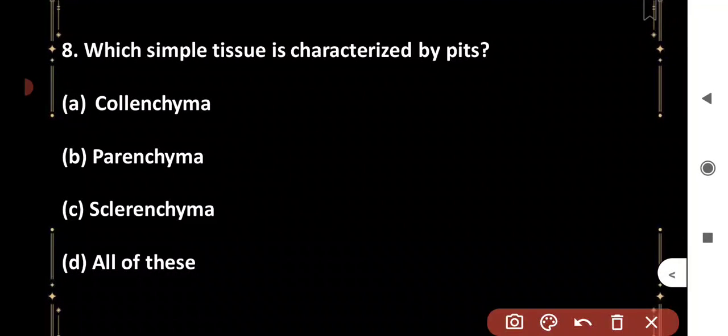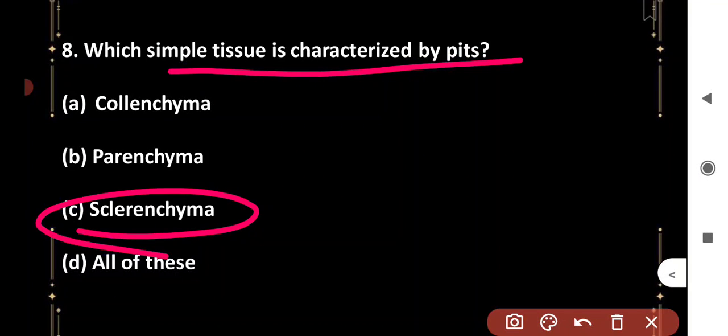Okay. Next question: which simple tissue is characterized by pits? Pits are present in which simple tissue? So this is sclerenchyma. Sclerenchyma is a dead tissue and it has pits. So option C is correct.